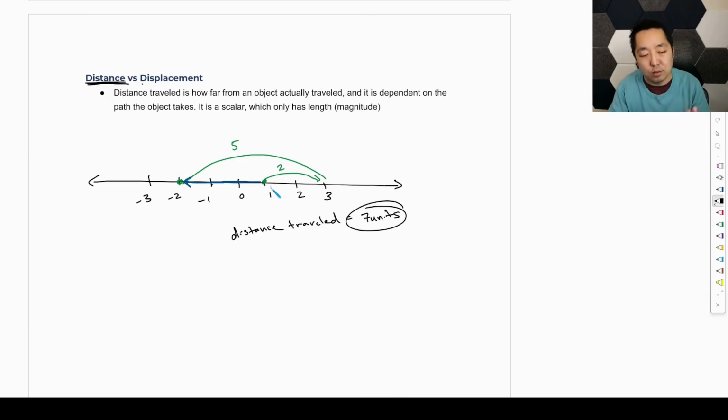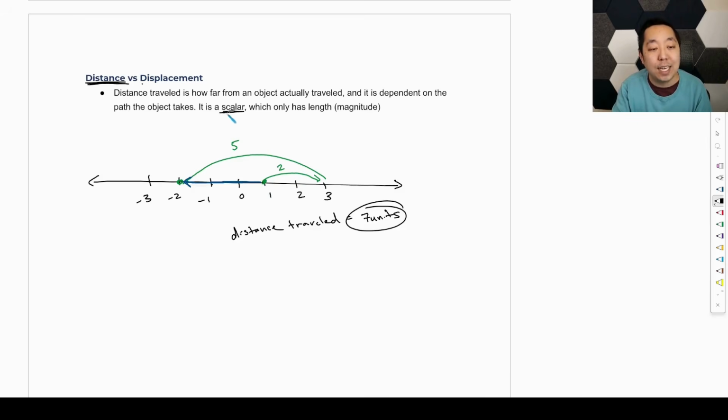If these were meters, these aren't really meters, but they could represent meters. I didn't put any units on here, but there's 7 units, whatever the measurement of length here is. Notice that there's no positive or negative, because when we say distance traveled, we never say I traveled -50 meters. That doesn't make any sense. Distance is always a positive quantity. It doesn't matter which way is positive.